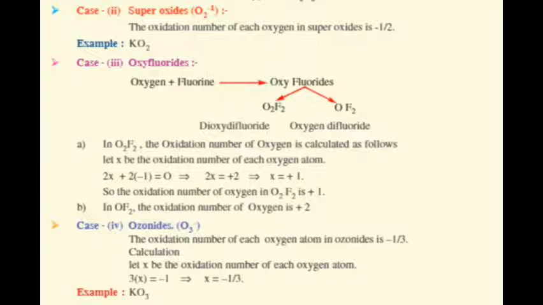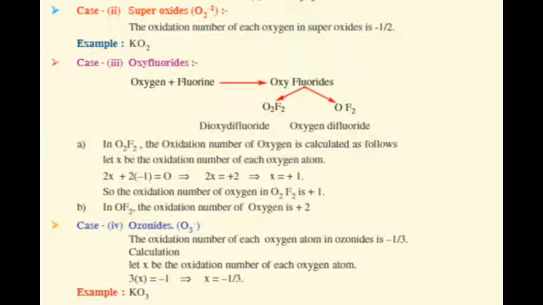Oxygen plus fluorine gives oxyfluorides: dioxygen difluoride and oxygen difluoride, O2F2 and OF2. In O2F2, the oxidation number of oxygen is calculated as follows. Let x be the oxidation number of each oxygen atom. 2x + 2 × (−1) = 0, 2x = +2, x = +1. So the oxidation number of oxygen in O2F2 is +1. In OF2, the oxidation number of oxygen is +2.